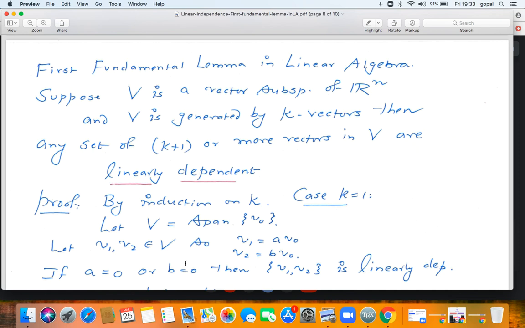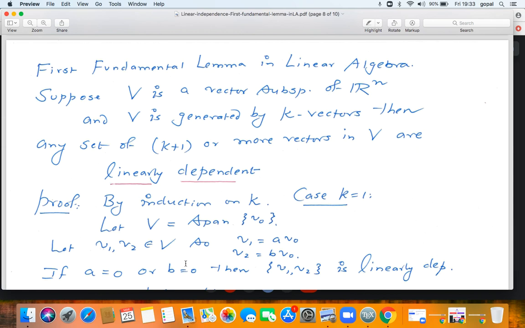The notion of linear independence and linear dependence is one of the most important and most fundamental ideas in linear algebra, and you must understand the definition very precisely, very correctly, and then you plunge into the proof of the fundamental lemma in linear algebra. What is the fundamental lemma in linear algebra?